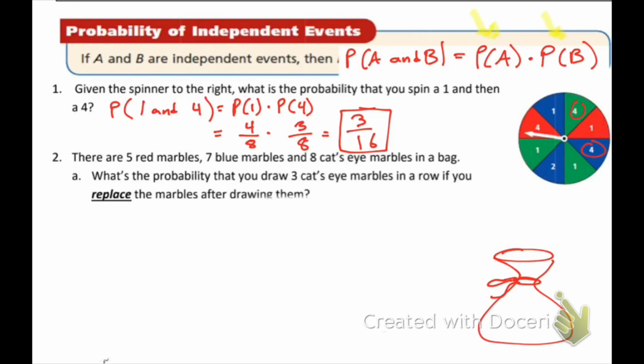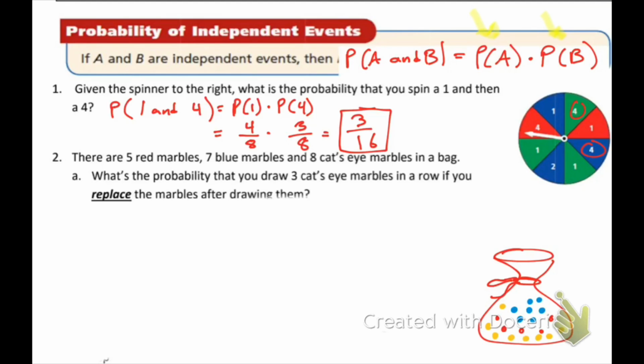Inside your bag, you have 5 red marbles. 1, 2, 3, 4, 5. We'll have 7 blue marbles. 1, 2, 3, 4, 5, 6, 7. And we'll say we have 8 cat's eye marbles. 1, 2, 3, 4, 5, 6, 7, 8.